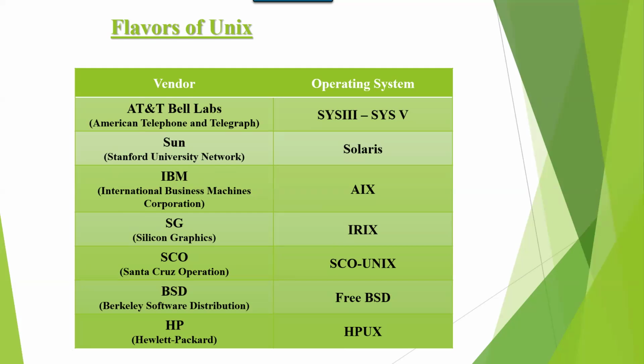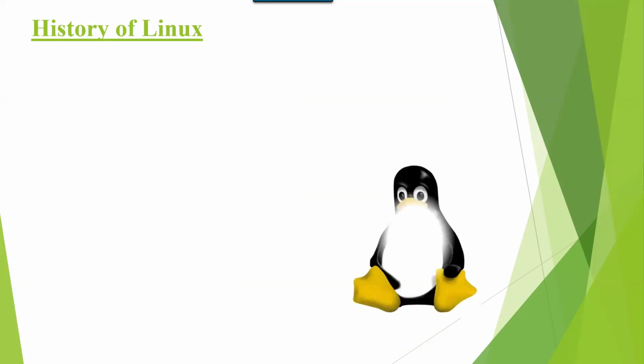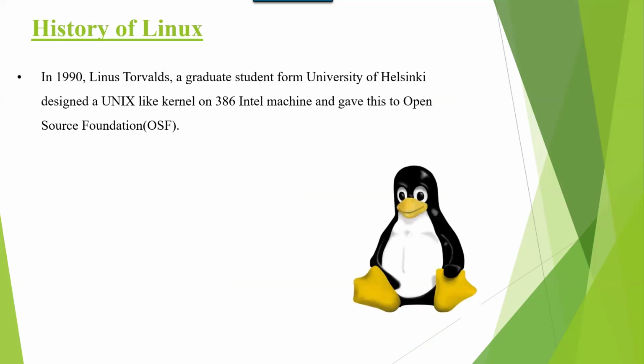Okay, so these are the flavors of Unix. Red Hat also uses Unix source code only. Linus Torvalds is the person who invented the Linux operating system in 1990. He was a graduate student, and he gave that operating system to an organization called the Open Source Foundation.